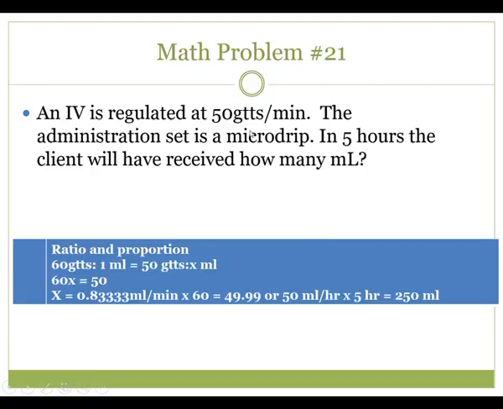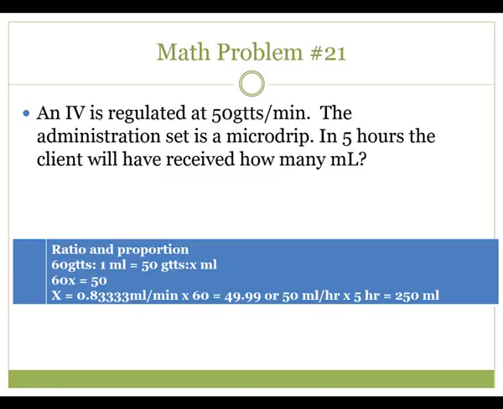An IV is regulated at 50 drops per minute. The administration set is a micro drip, which, remember, is 60 drops per mL. In 5 hours, the client will receive how many milliliters? Okay, so this one's different than what we've been doing, but you still just have to figure out how many mL an hour and then multiply it times 5 hours, right?